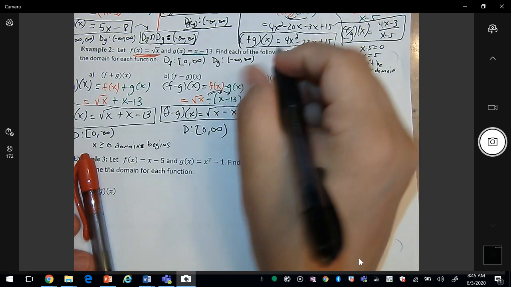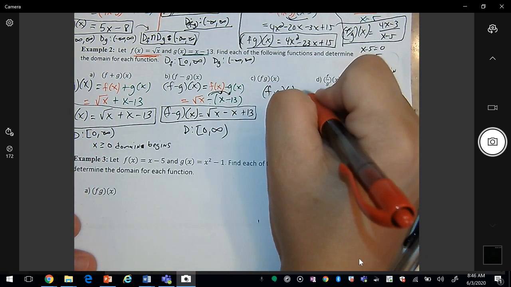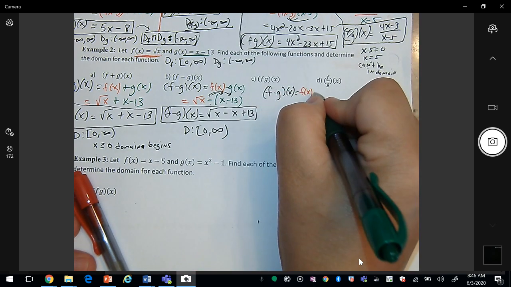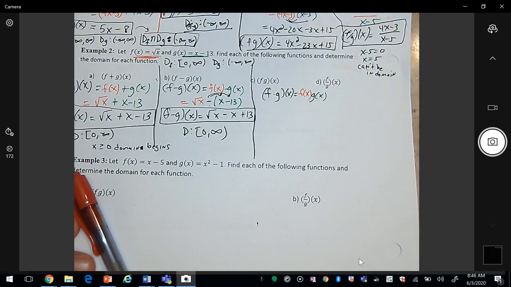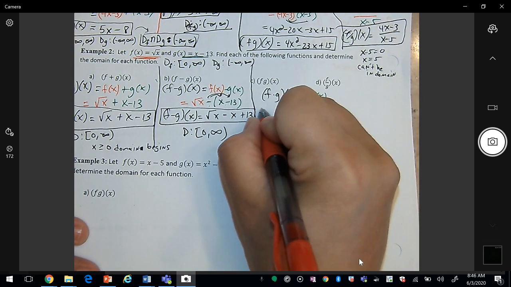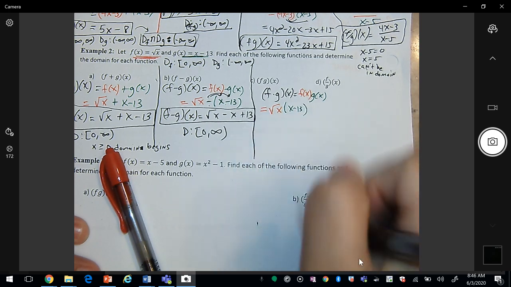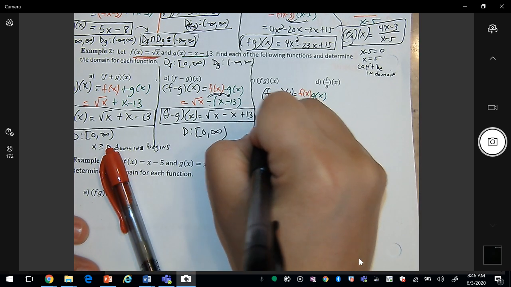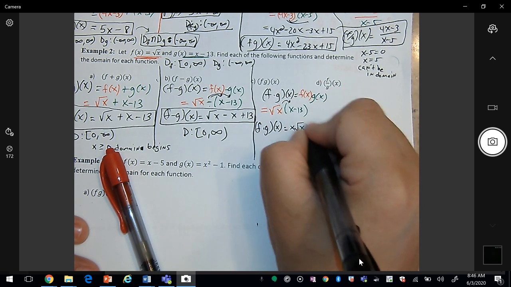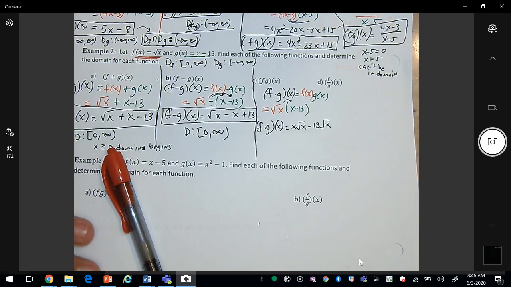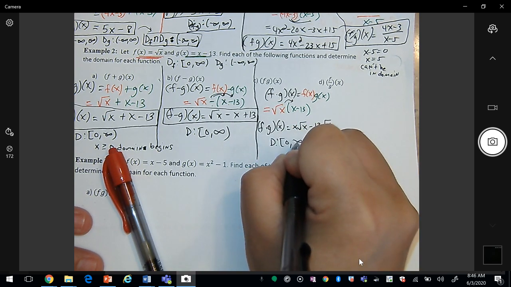Letter C, f times g of x is the same as f of x times g of x. So f of x is the square root of x times g of x. So if we simplify, distribute this in here, so we get x square root of x minus 13 square root of x. The domain, you have square roots here, so the domain will start at 0 and go to infinity.